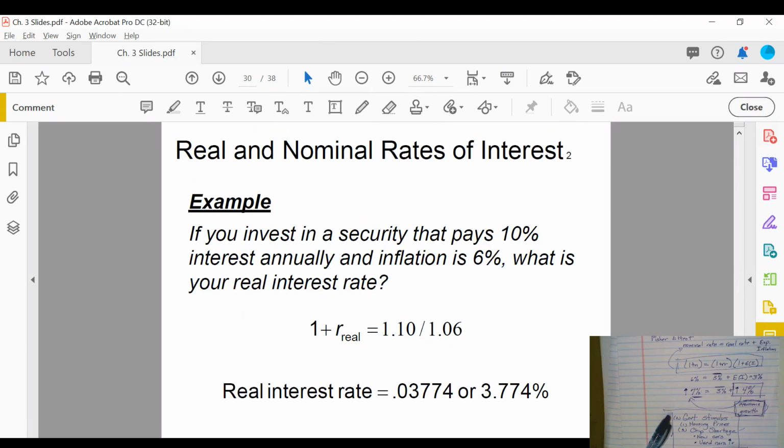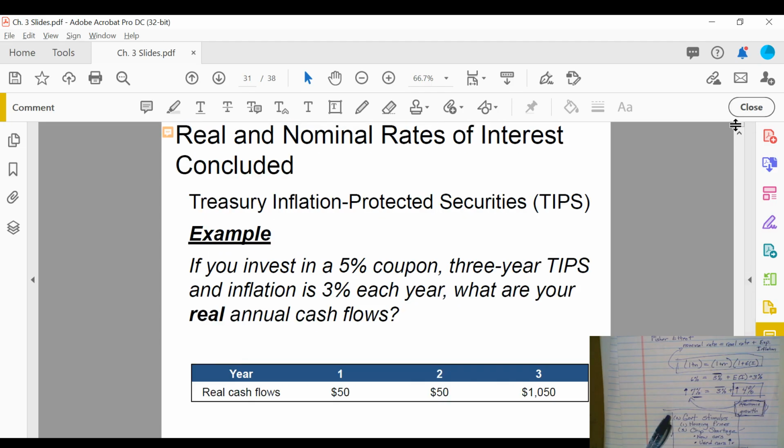So, right, what's the point? If you invest in a security that pays 10% annually, and inflation is 6%, what's the real rate? It's approximately 4%. It's a little less than that when you do the geometric return.